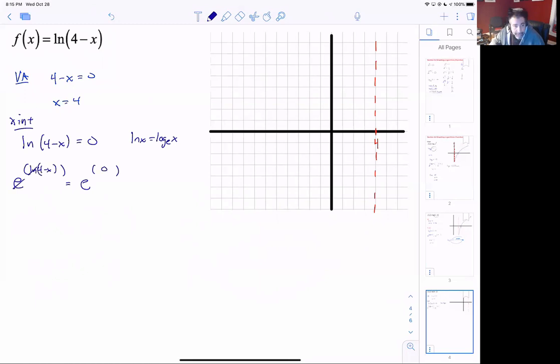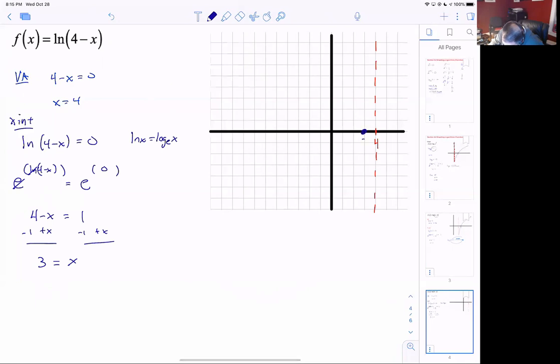e and ln are inverses acting directly on each other. We're going to be left with 4 minus x. And e to the 0 is going to equal 1. So we're going to end up here. If I add x to both sides, and I subtract 1 at the same time, what we're going to find out is we're going to get that 3 equals x. So we now know that the x-intercept is at 3.